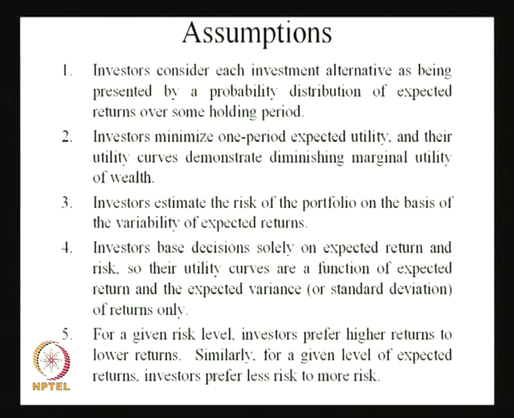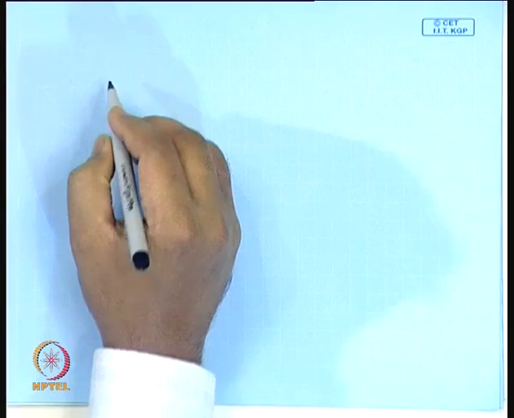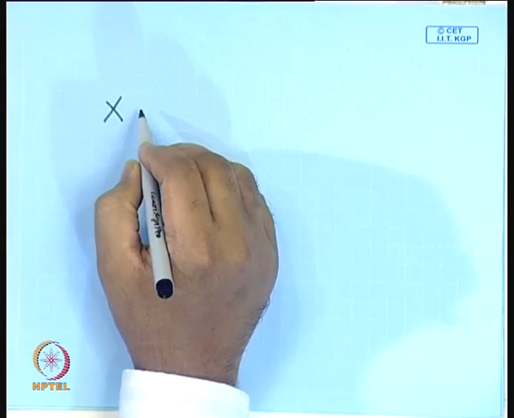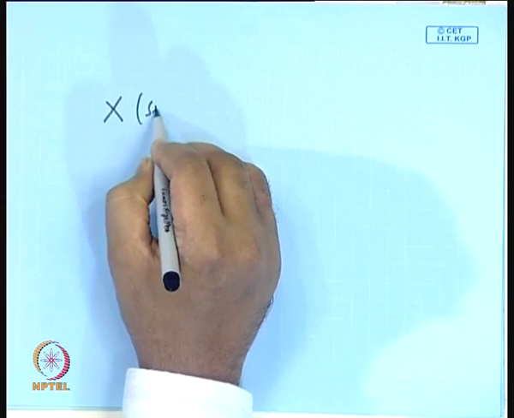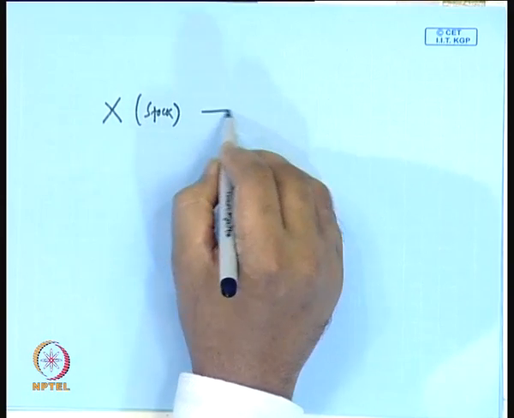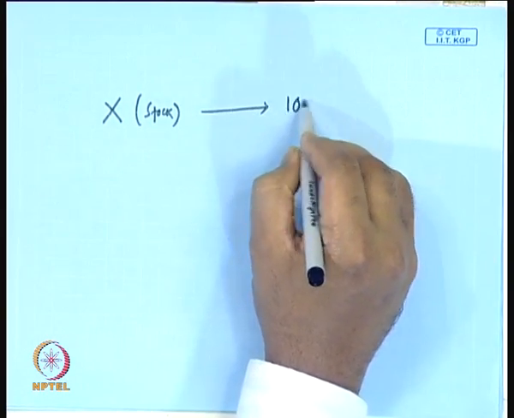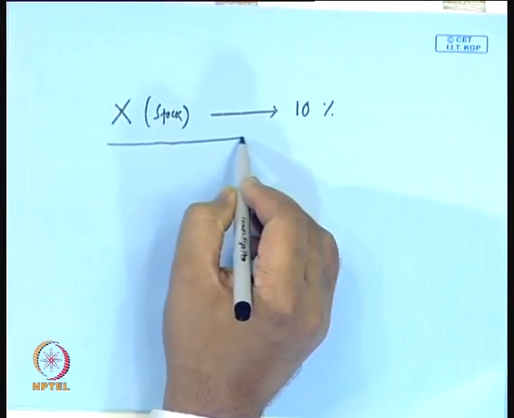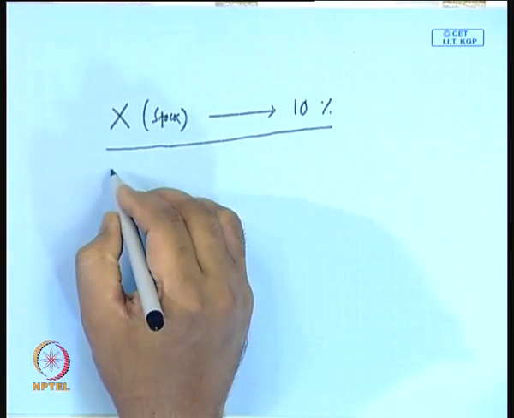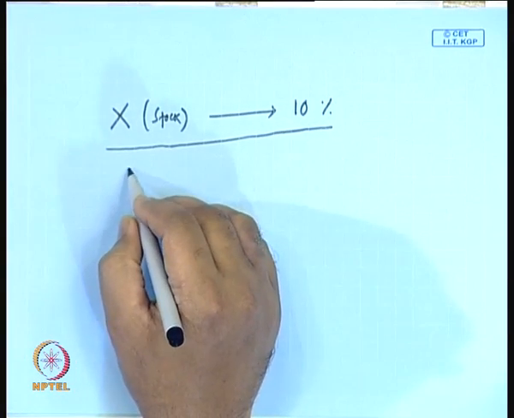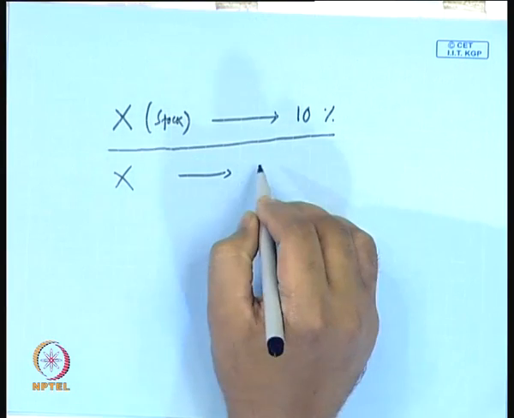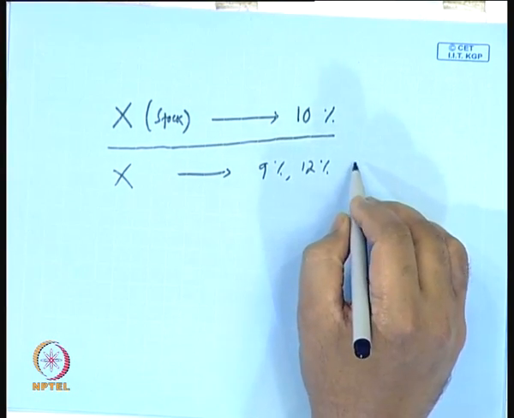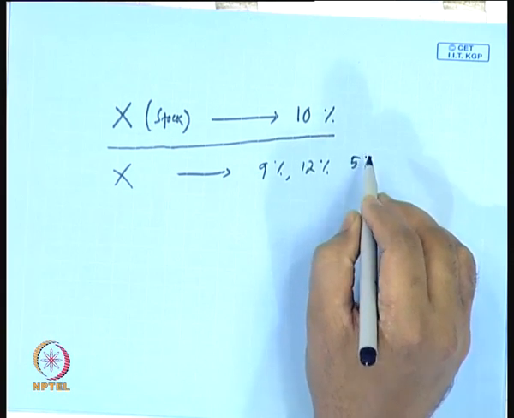What it basically means is that, for example, we started investment in a stock X. If you started investment in a stock X, gradually the stock X was giving a return of 10% today. But if you observe this behavior of the stock over a period of time, depending upon the different situation, stock X can give you 9% return, stock X can give you 12% return, and it can also give you 5% return.